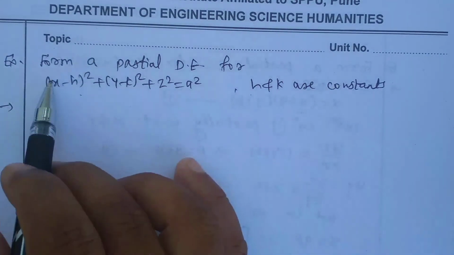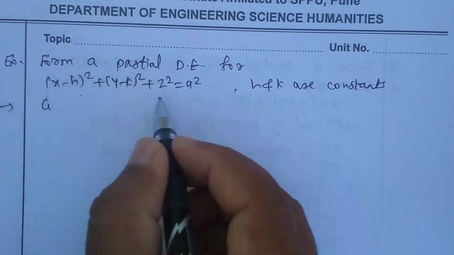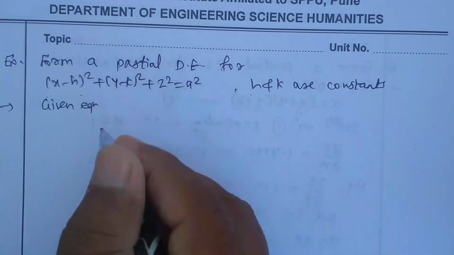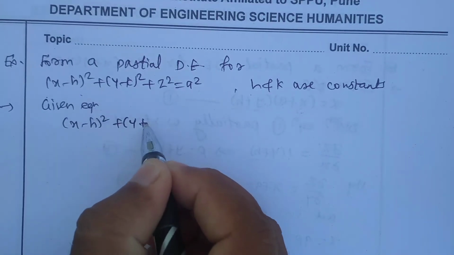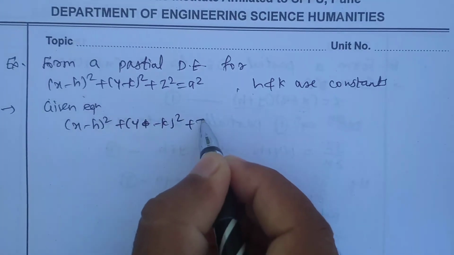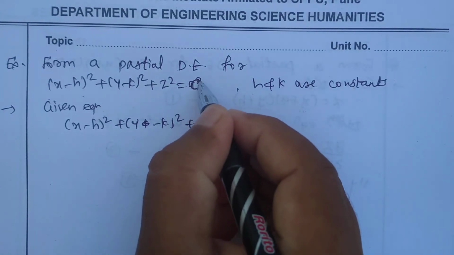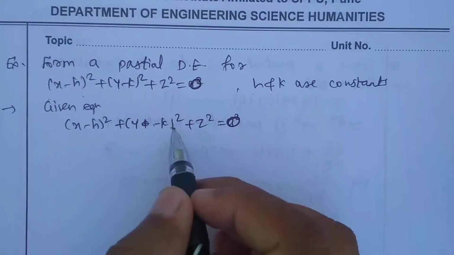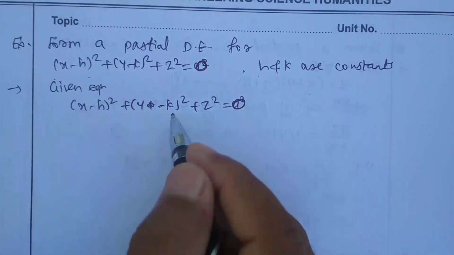See, if you look at the given equation, this is not a differential equation. It is actually the equation (x minus h) bracket square plus (y minus k) bracket square plus z square equals a square; consider it as a 0. Then see, h and k are two constants, so we have to eliminate these h and k.